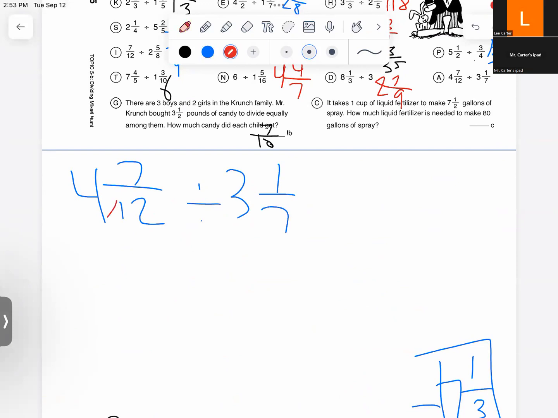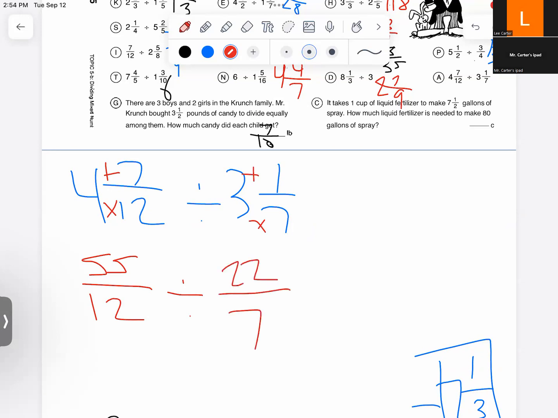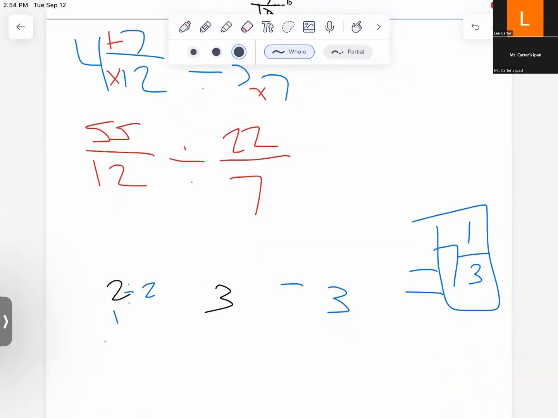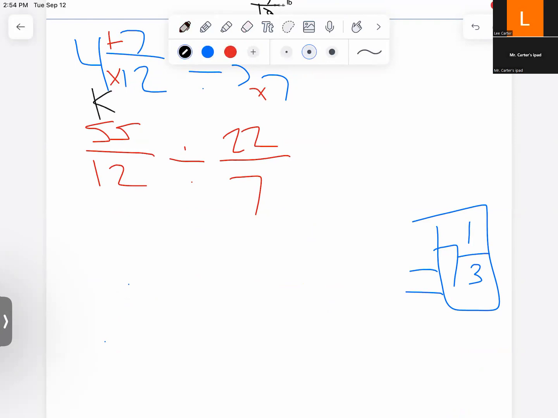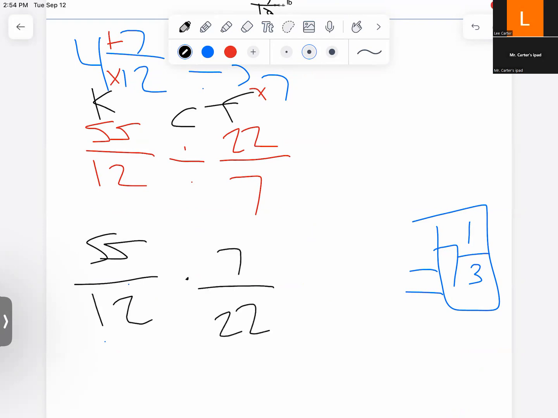All right, so 4 times 12 is 48, plus 7 is 55. Then we're going to go 3 times 7 is 21, plus 1 is 22 over 7. Then we're going to be ready to do a keep change flip. Keep 55/12. Change to multiplication. Flip, or reciprocal, to 7 over 22.